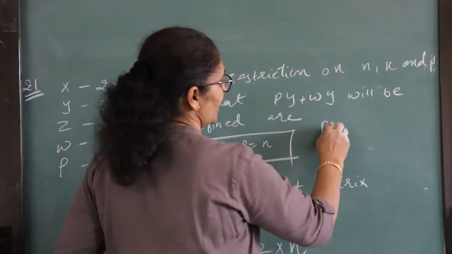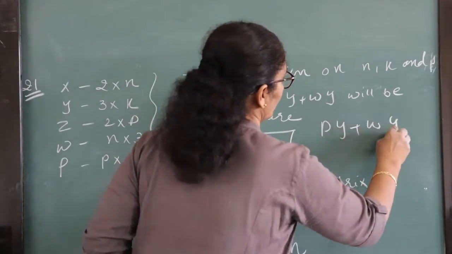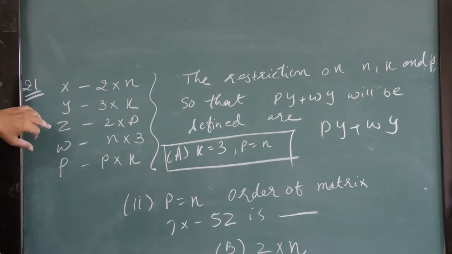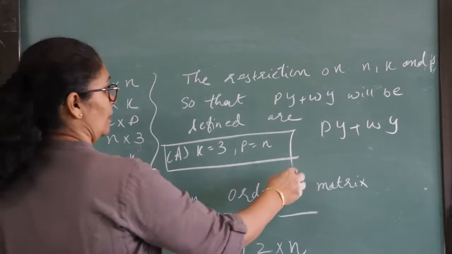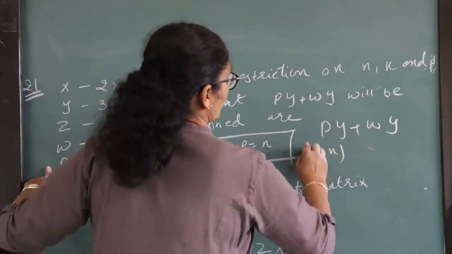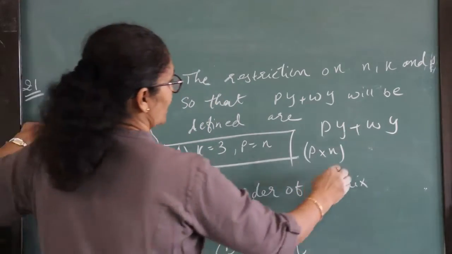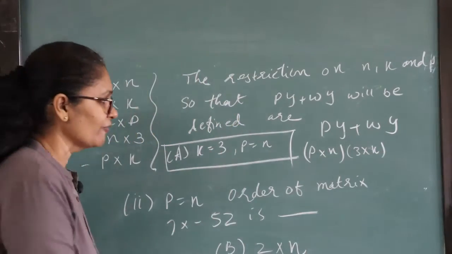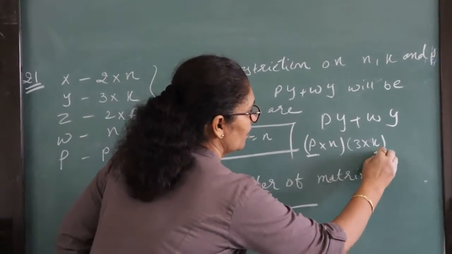That you have to find. It is an MCQ, so I have written the options, but how do we get it, let us discuss. First PY plus WY. Now Y is common in both, so it doesn't matter. Check first PY. P, what is P? P by n. What is your Y? Matrix Y is 3 by k. So when you multiply, which type of matrix will you get? P by k.